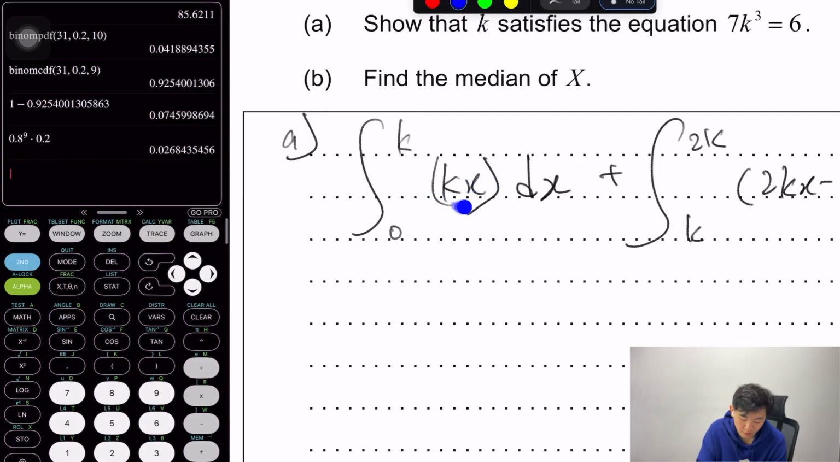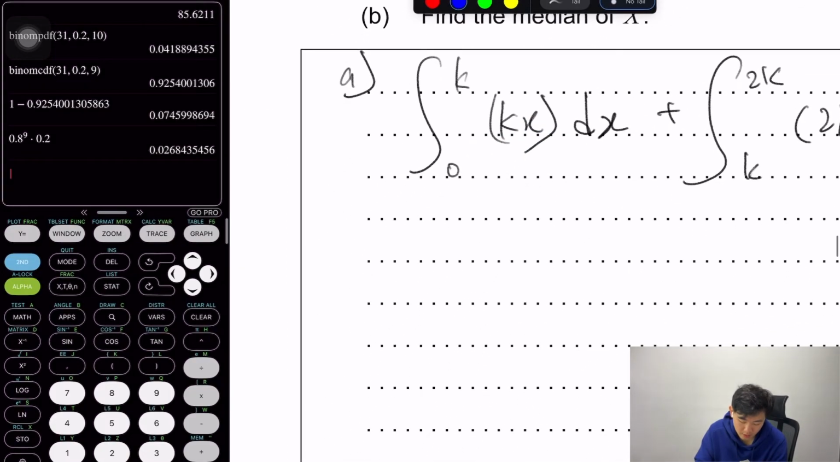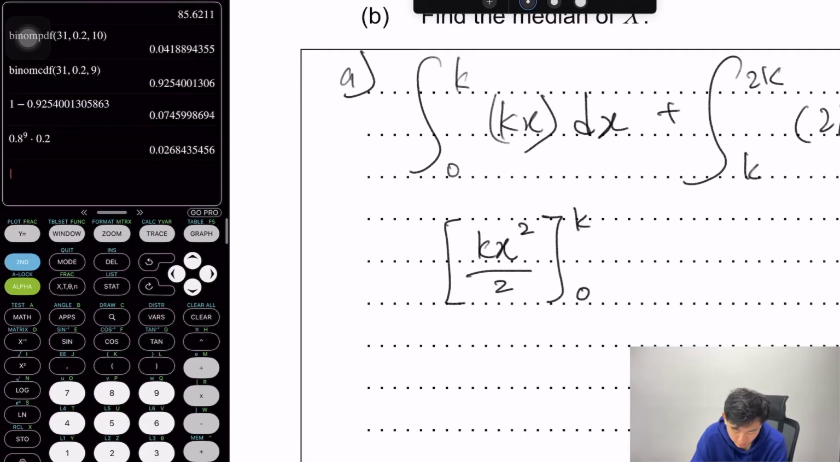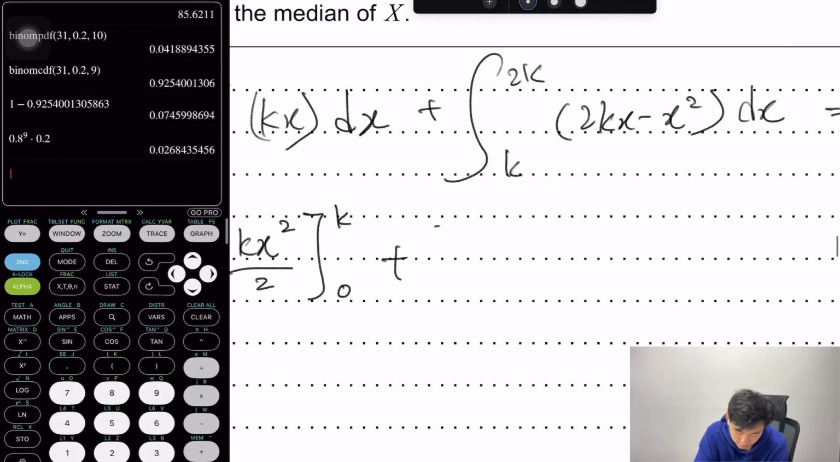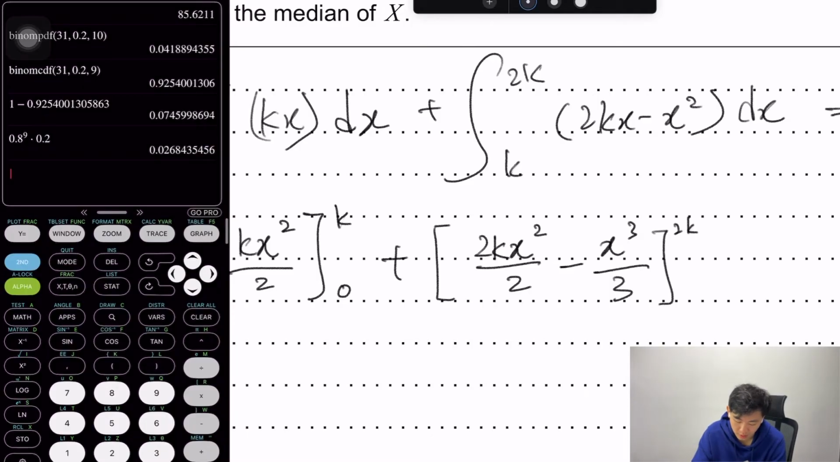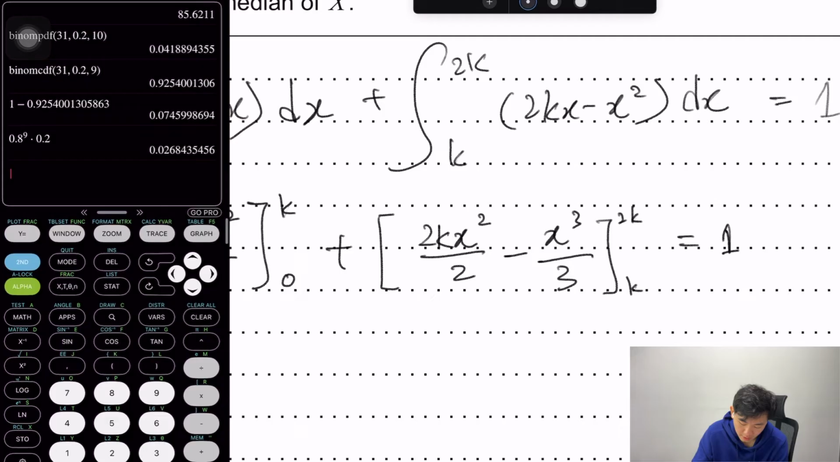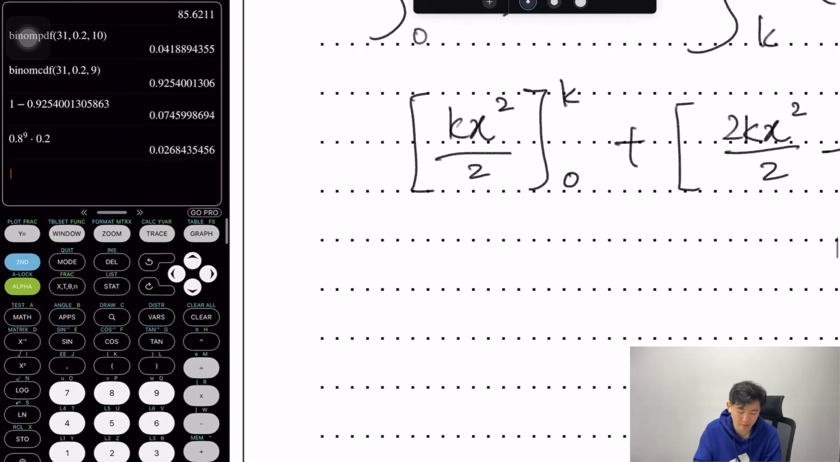So just now, what have we learned? We have to do the integral, right? Do you still remember? It's the power plus 1, which is 2, divided by the new power, and then we calculate from 0 to k. Same case, power rule: 2kx squared over 2. Later on, we can cancel out the 2, don't worry. And then minus x cubed divided by the new power, which is 3. Again, substitute from k to 2k, and it equals 1. Don't forget that. You can directly substitute k into it. If you substitute 0 there, that's going to be nothing, so you don't have to care about that.